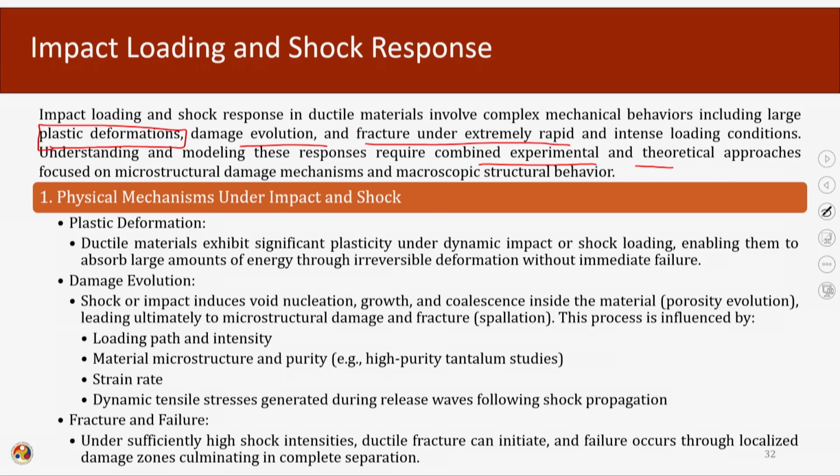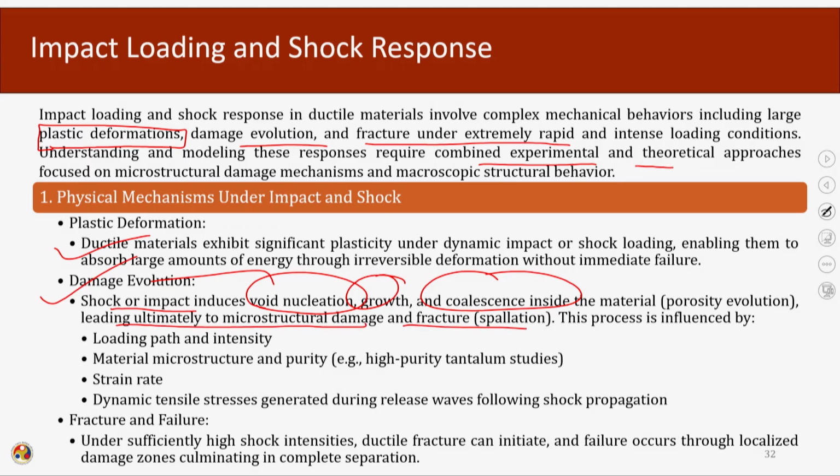So, physical mechanisms under impact and shock: plastic deformations, this we have seen already. Then damage evolution. Under shock and impact loading, the damage evolution includes void nucleation, which we have seen, growth and coalescence. We have seen this, and this ultimately leads to microstructural damage and fracture.